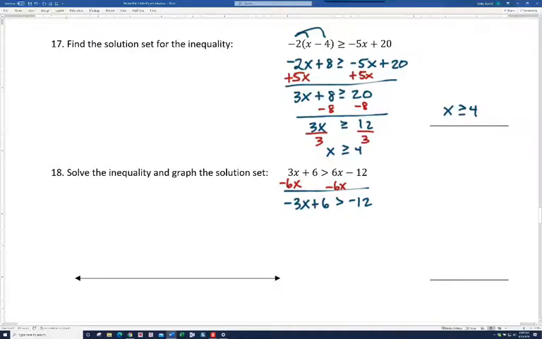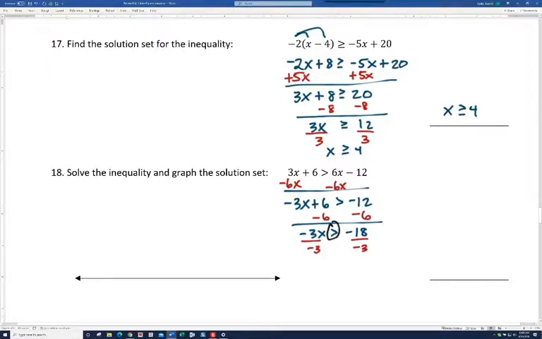And again, everything's simplified. We got x on one side. Now we have a 2-step inequality. We're going to want to add or subtract next. So we'll subtract 6 on both sides. You get negative 3x is greater than negative 18. And then we want to divide by negative 3.